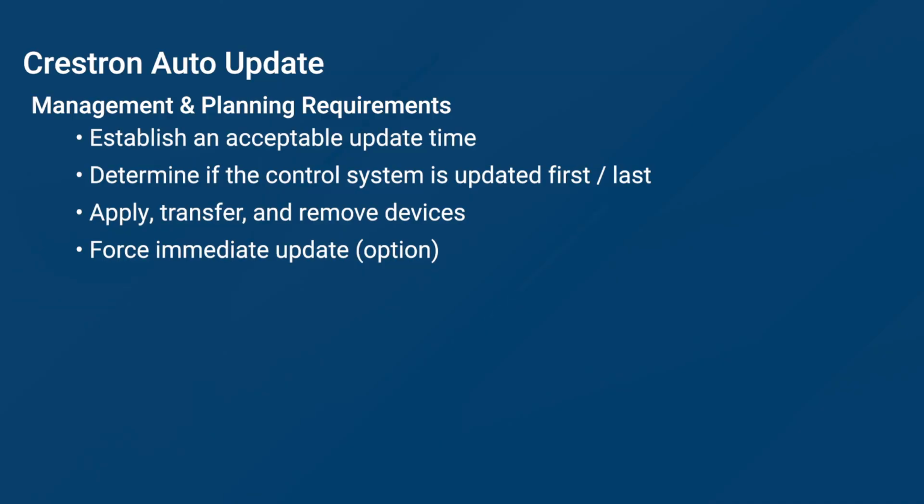When planning updates, it is important to pick an acceptable update time. You would never run updates during business hours, as devices will take time to update and will be offline during their update. You must also determine if you are updating the same control system running your auto update. If you are using a control processor to update other devices, that processor must be updated first or last, as it is facilitating the update of the other devices. In addition, you may also force an immediate update, though this is only generally used when commissioning a system.